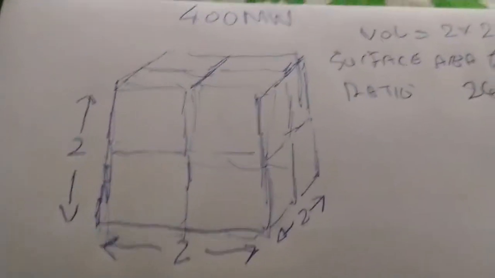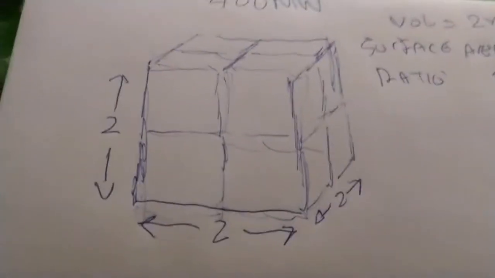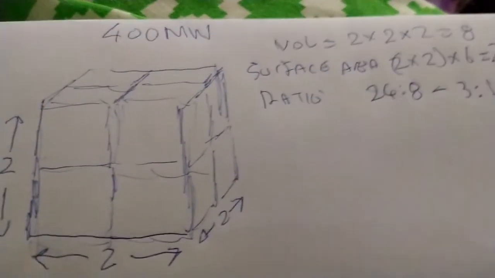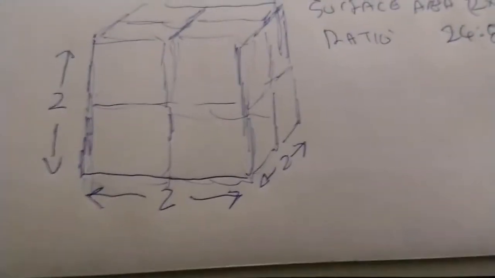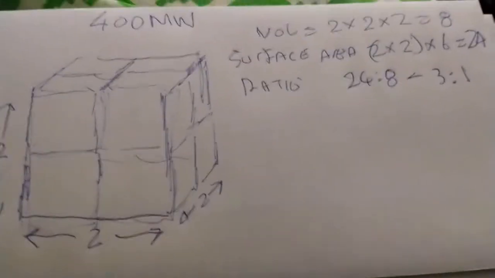If we scale up from 50 megawatts to 400 megawatts, we've now got a box with 8 of these volumes, right? 2 times 2 times 2 is the volume. So that's 8. Yeah, so you've got 8 units, sort of like eight of these things stacked together in a cube, right? But now the surface area is 2 times 2, which is 4, times 6, which is 24. So we've now got 24 units of surface area, but we've got 8 units of volume.